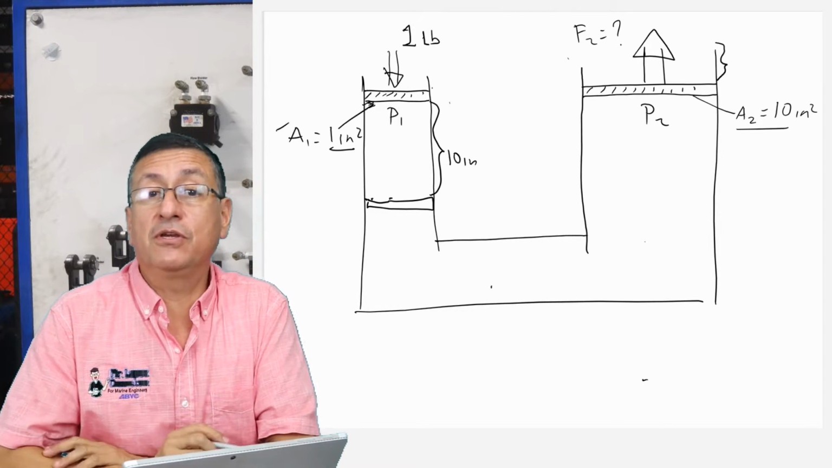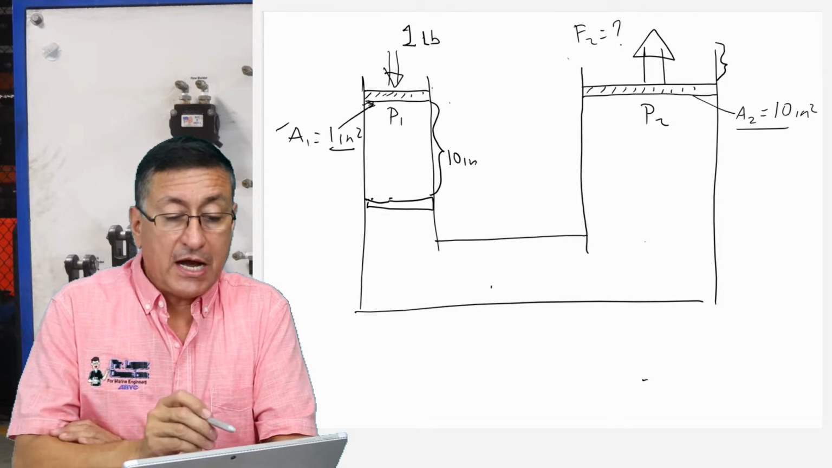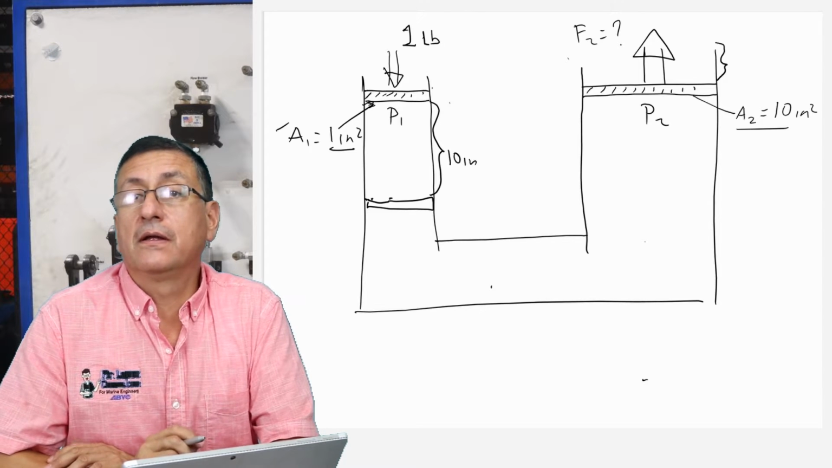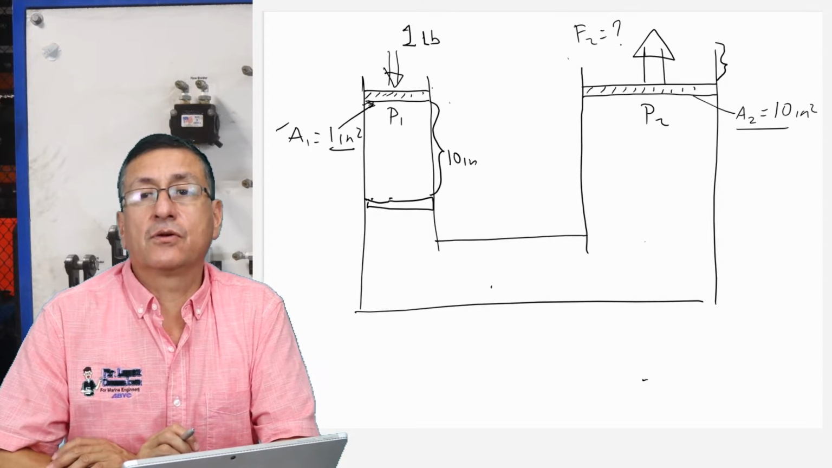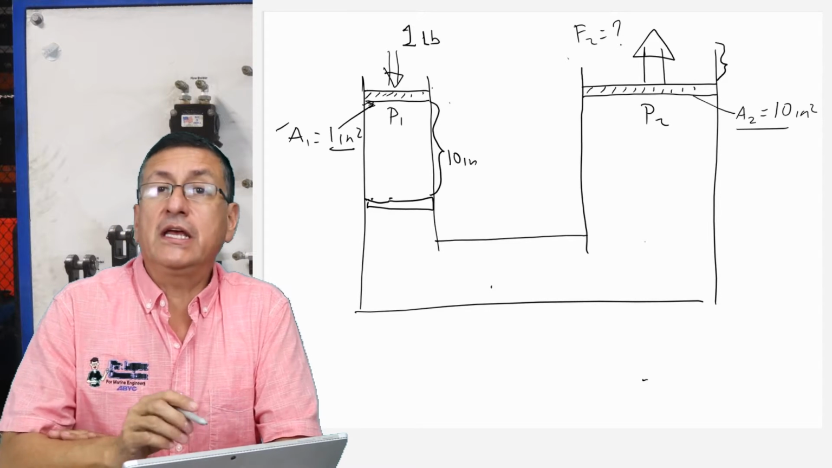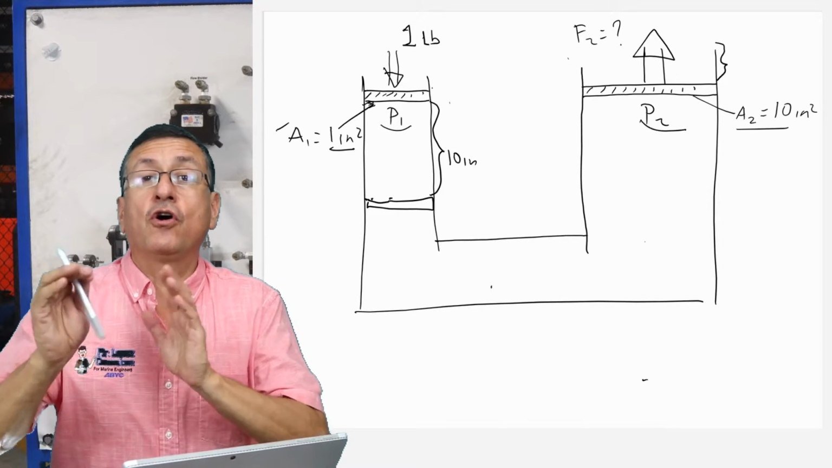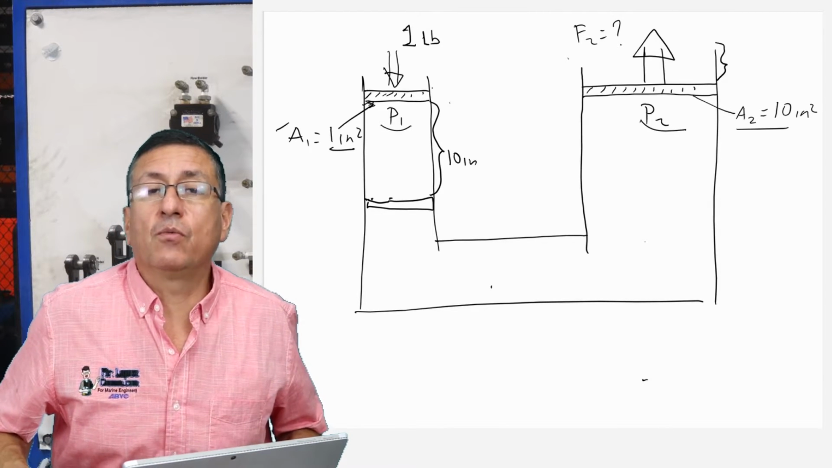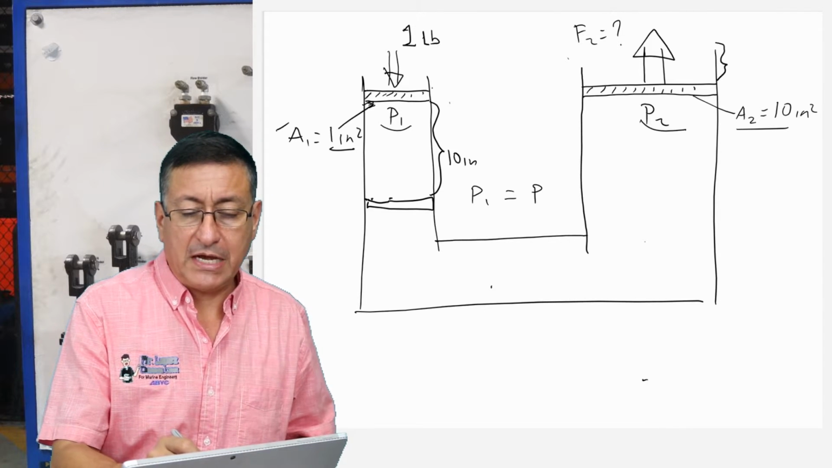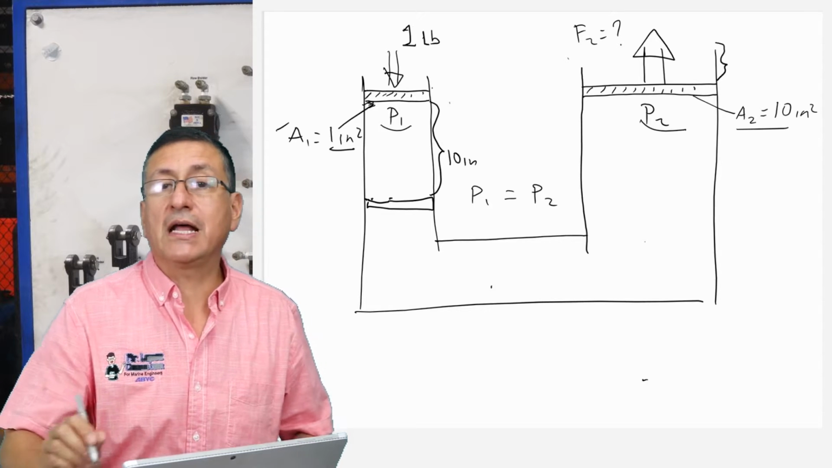The area of the piston is 1 square inch, and the area of piston number 2, the bigger piston, is 10 square inches. The fluid internally in that container is a hydraulic fluid, and of course the pressure is constant. What is the meaning of that? The pressure number 1 should be equal to the pressure number 2. That's the starting point. We are going to start with that concept.